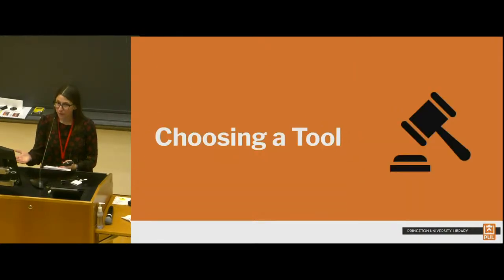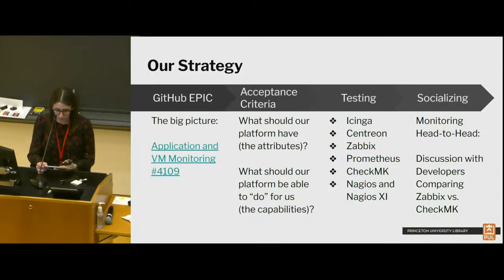So we will walk you through our monitoring journey. Our first steps were that we surveyed the landscape. We looked at tools that we had heard about and worked with and researched. Then we started an epic on GitHub to spell out the big picture goal of what we wanted to accomplish, and then we created individual tickets for the work. We then came up with acceptance criteria in collaboration with our developers for what we wanted the platform to have and what we wanted it to be able to do for us. And then we did testing with the tools listed here, which we'll go into more detail about in a minute. And then we socialized to our IT team and got feedback.